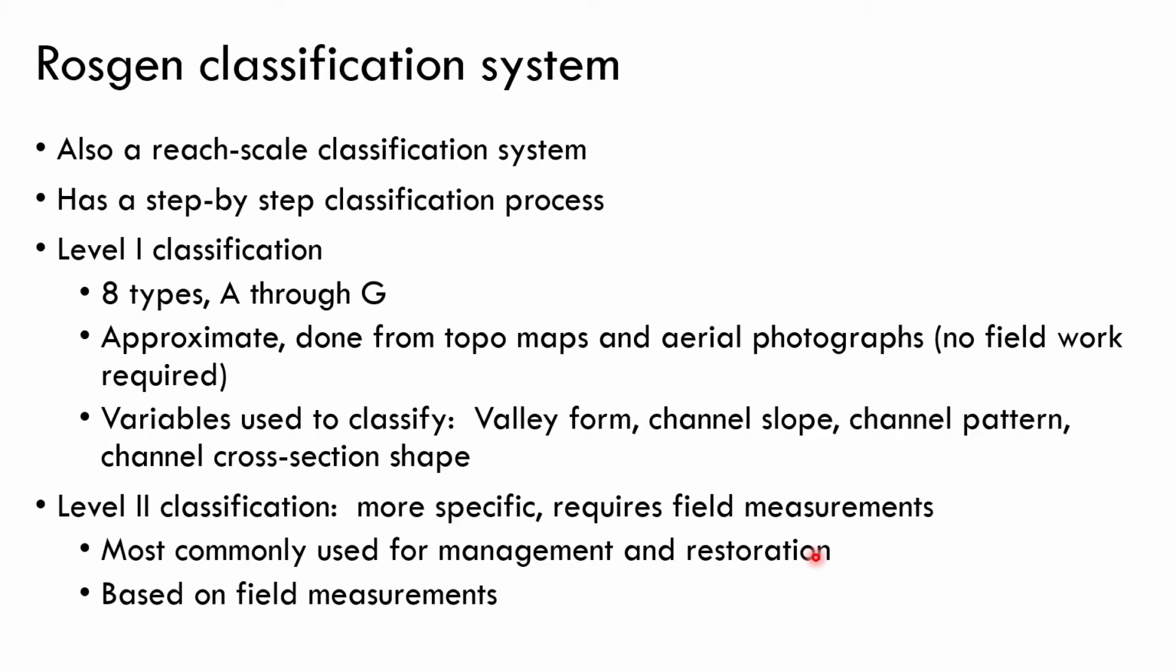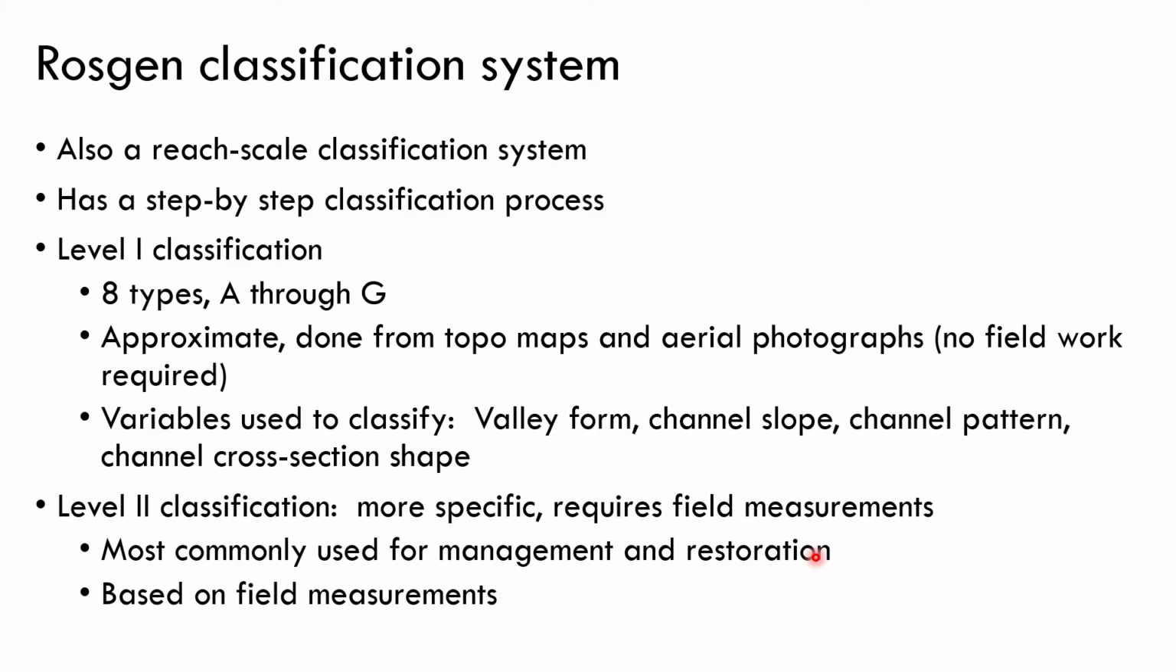So the Rosgen classification scheme is also a reach scale classification system. This has a little bit more of a decision tree approach to it, and I'll show you the decision tree on the next slides. You start with: does it have a single channel, or has it got multiple channels? And then what's the width and what's the slope? You go through a decision tree to get to what Rosgen calls a type. So there are 8 different types of streams. He calls them A through G.